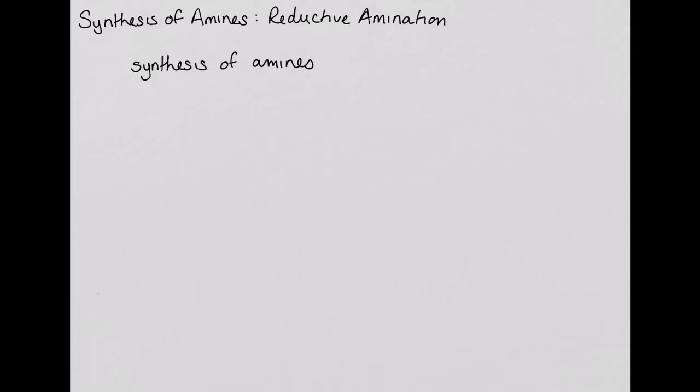This video will cover the use of reductive amination to synthesize amines. Typically, when we say synthesis of amines, what we really mean is the addition of R groups to an amine. For example, if we add an R group to ammonia, we make a primary amine.